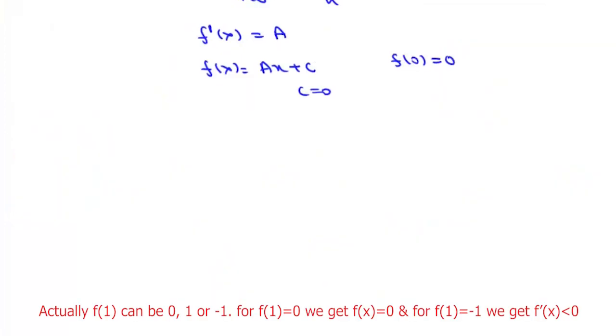So if we put x as 1, fx is 1. So value of a is 1. So in this case, fx is simply x. We need to find the value of f10. Value of f10 is 10.